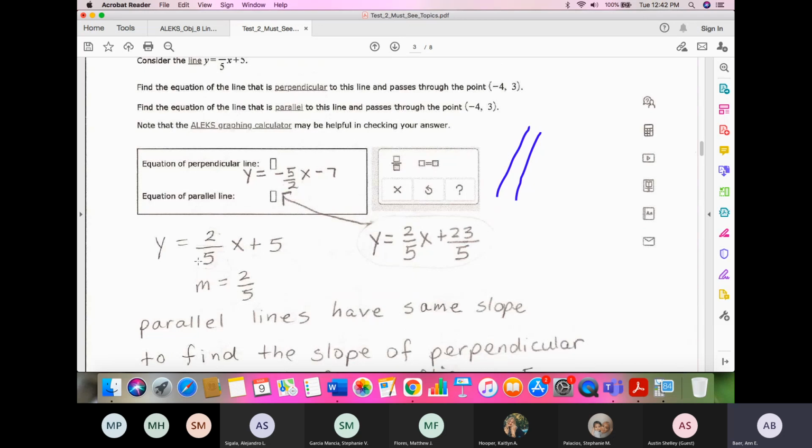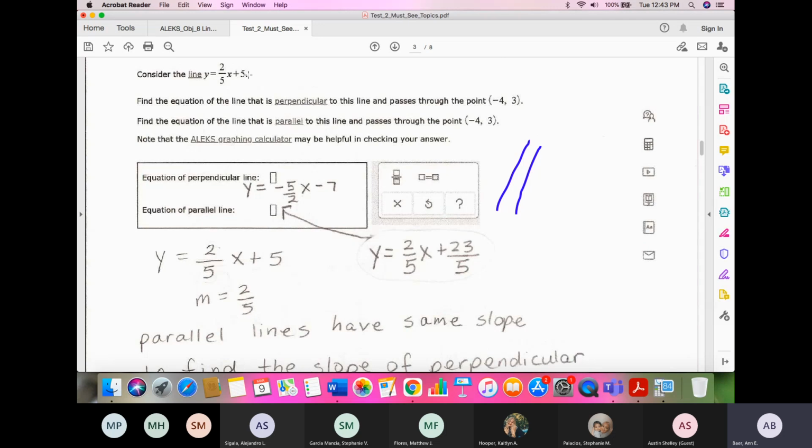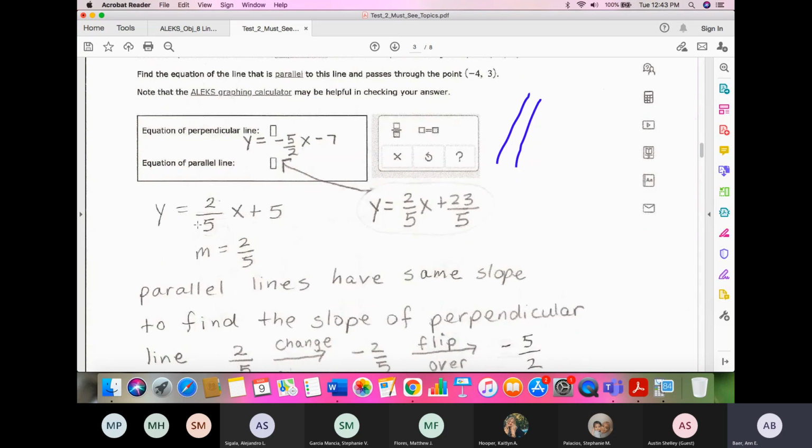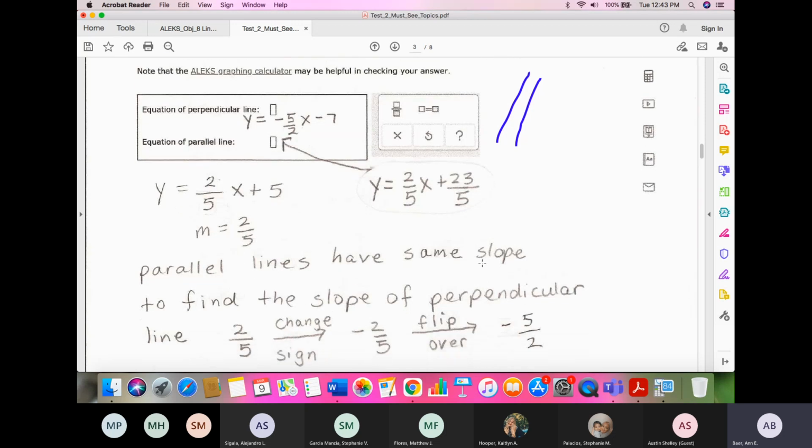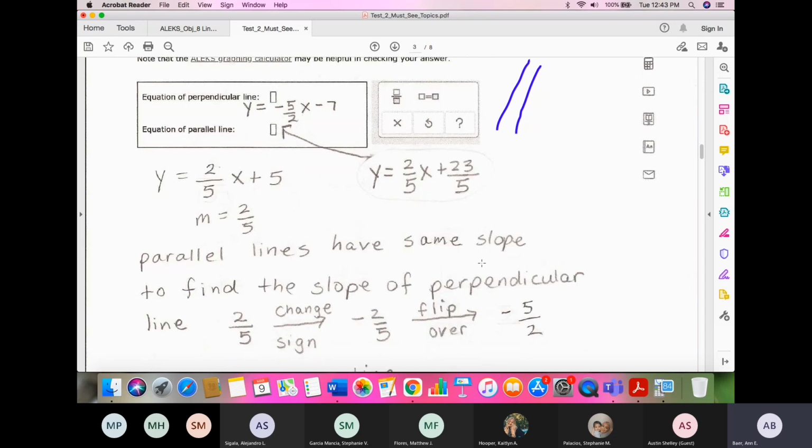So here's our given equation. I just copied it down from up above. y equals 2/5 x plus 5. The slope is this coefficient. Slope is a measure of steepness, and therefore it's a number. It doesn't involve x. The slope of the given line is this coefficient here, which is 2/5. Parallel lines have the same slope. So the slope of the parallel line that they're asking us to find is also 2/5.